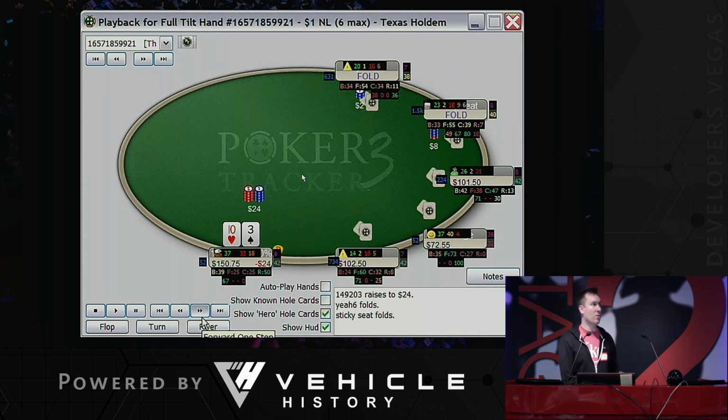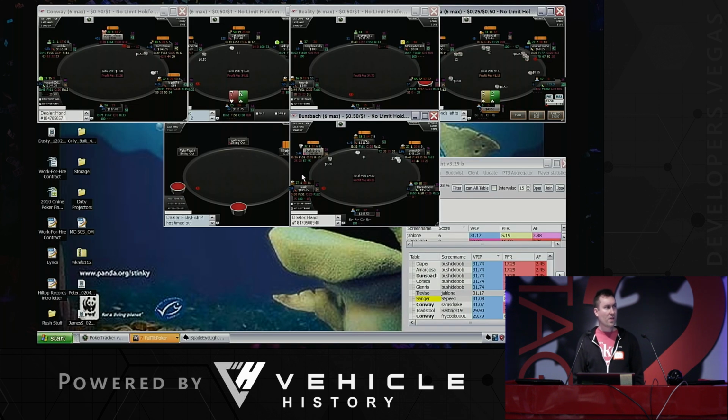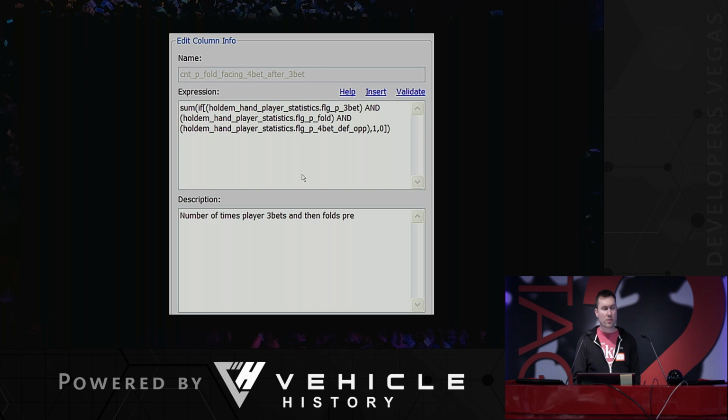Now you might ask yourself, well, okay, what's this have to do with coding? Well, all of these statistics I programmed. This is using Poker Tracker 3 software. I would play 12 tables at once. Poker Tracker 3 would show this heads-up display, the HUD they called it, but I had to program all these statistics: how often they 4-bet, how often they folded to a 4-bet, all this stuff I had to code. And that's what this looks like.